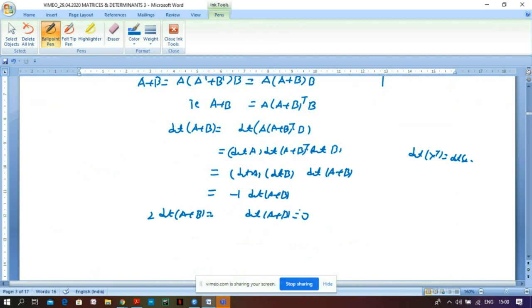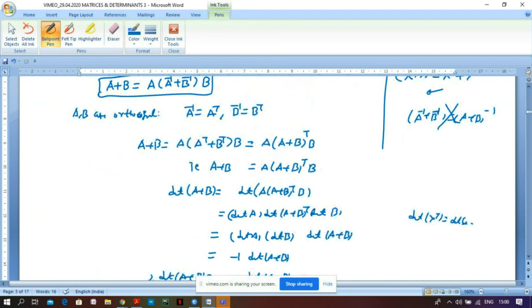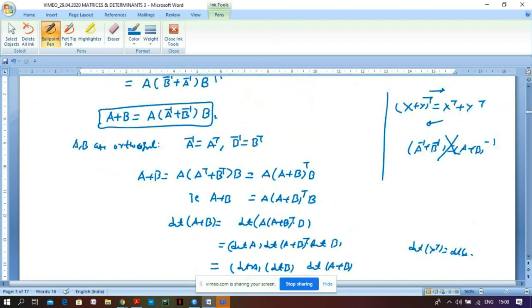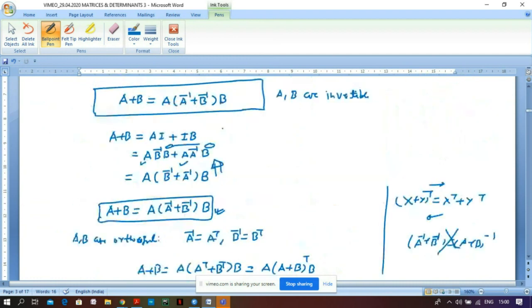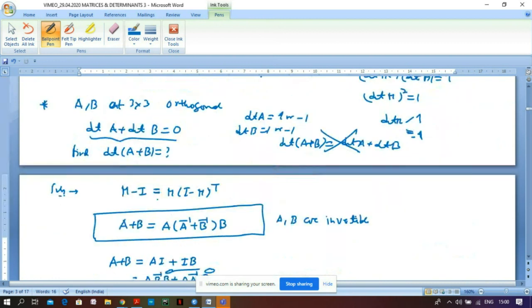So this kind of thing we will get. These two examples are closely related, and so you should try to master them in one attempt. And please remember the identities that really are hiding behind them. One is this, a plus b, and the other was, if I may scroll, this one: M minus I is M times (I minus M transpose). I'm able to write it like this. This was another one.